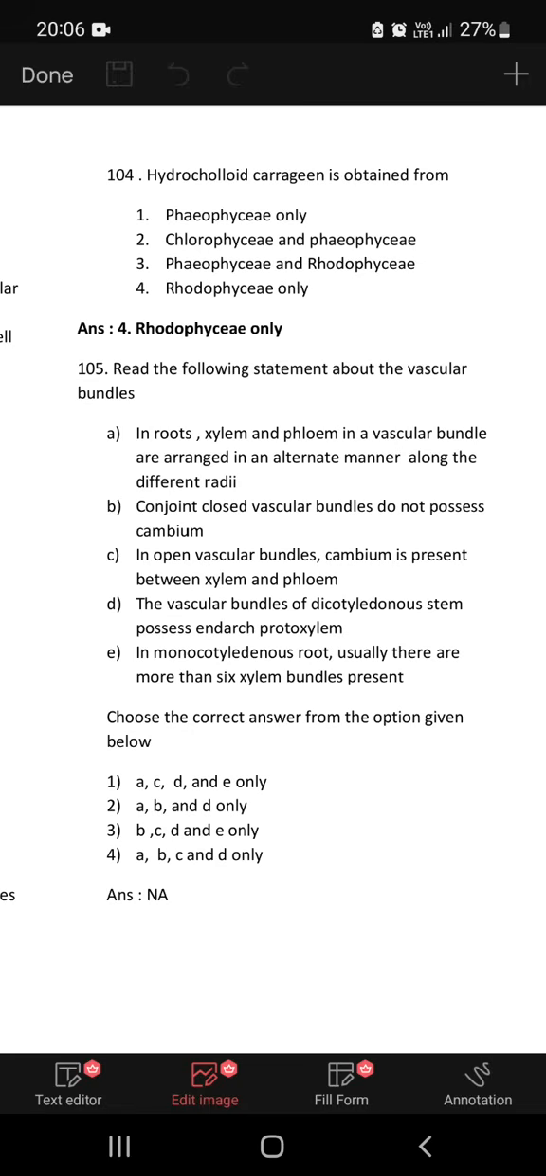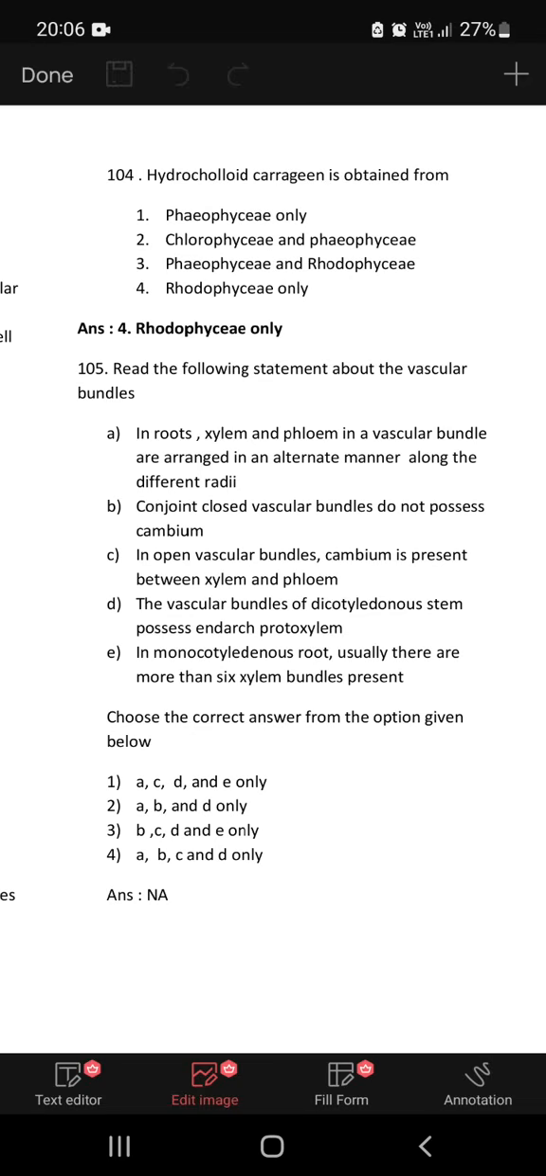The next question is: read the following statements about the vascular bundles and choose the correct answer from the options given below. This is a plant anatomy question. In roots, xylem and phloem in a vascular bundle are arranged in an alternate manner along different radii. That is correct. Conjoint closed vascular bundles do not possess cambium. In open vascular bundles, cambium is present between xylem and phloem. So A, B, C are correct.